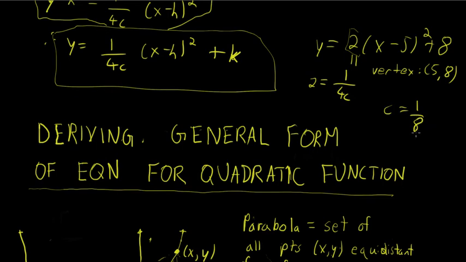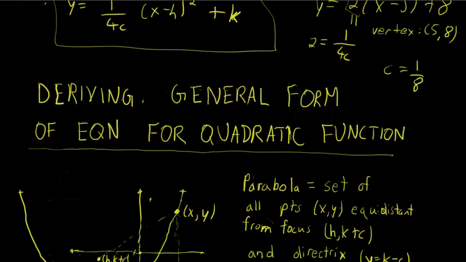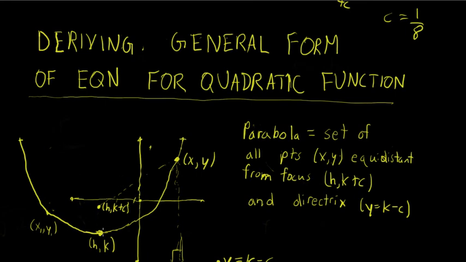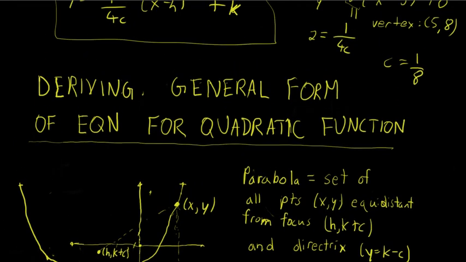So what does that mean? Well, if you go back to this graph here, you can see that the focus is going to be at h comma k plus c. So we saw that the vertex is at 5 comma 8. Well, that means the focus here is at 5 comma 8 plus 1/8. Or it's 5 comma, I guess that would be 65 over 8.